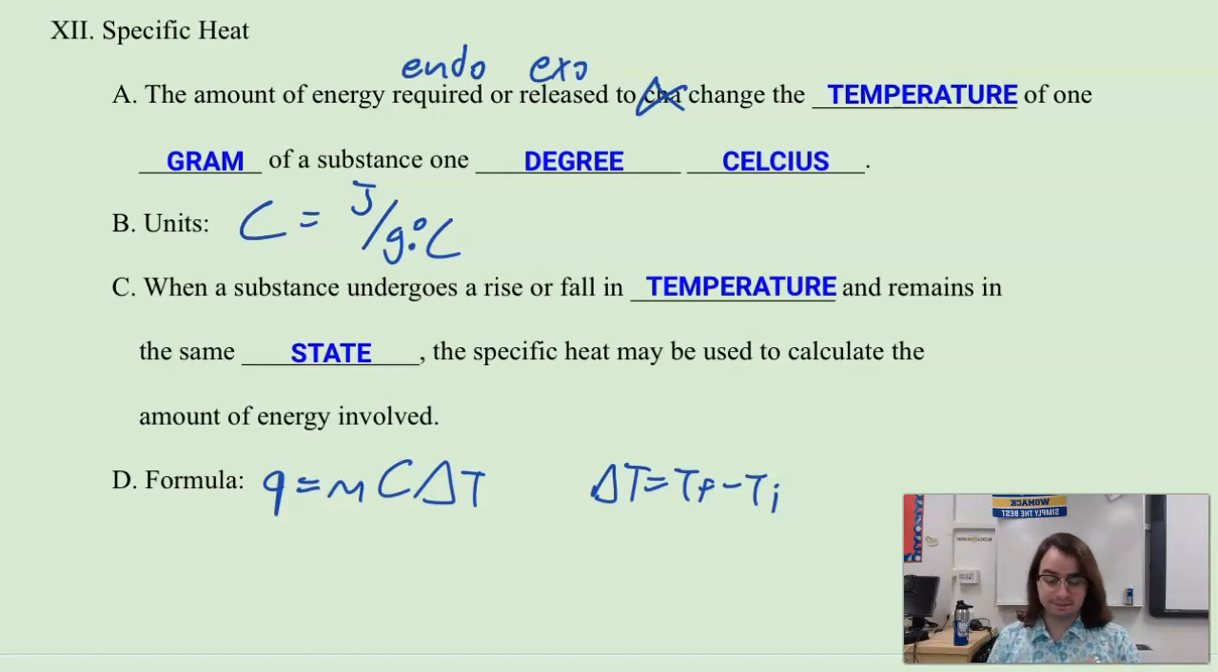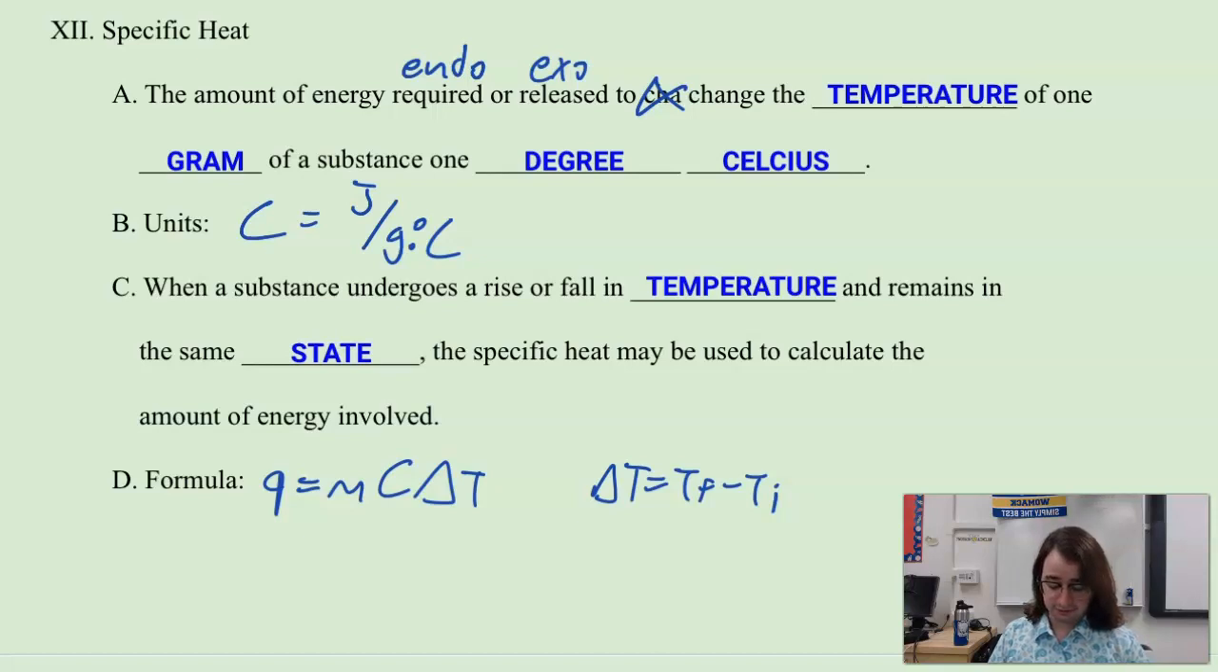So again, this is the amount of energy required to change the temperature of a substance if it's not going into a phase change. Remember that when something is going through a phase change, technically its temperature is not increasing or decreasing. So this is only when we are in the same state. As soon as we go from a liquid into a gas, that requires something different, which we'll talk about more later.